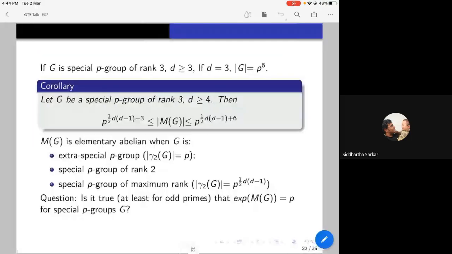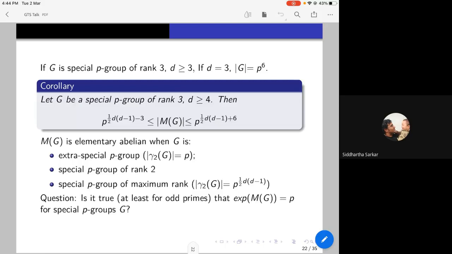Going even one step further, if G is a special p-group of rank 3, that is, if d equals 3, then |M(G)| is always p to the power x. So we can investigate that separately.